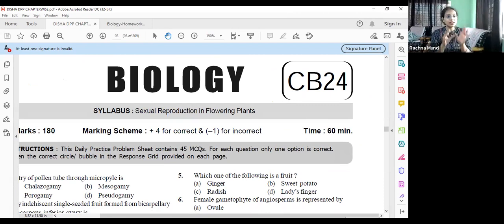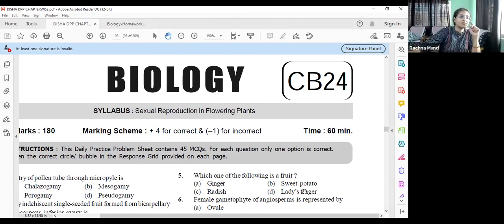Fruit means what? See, the essence of this question is that fruit is given. That means sexual reproduction is occurring here. Fruit is the result of sexual reproduction, na? So, the correct answer is what? Lady's finger, bhindi. Have you not seen the flower of the lady's finger plant? It is very yellowish with a velvety stigma and all.